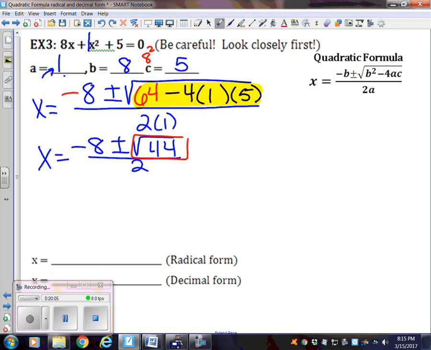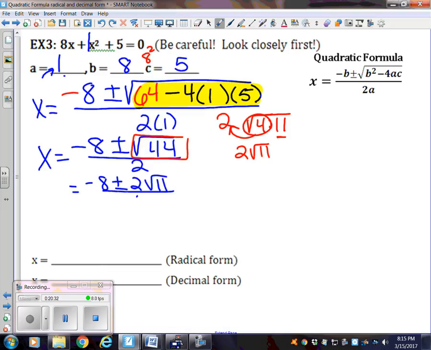That will reduce. All right, so square root of 44, I think, is 4 times 11. Which one is the perfect square? The 4. 4 comes out as a 2. 11 is left under. So now I can replace square root of 44 with 2 square root 11. So I'm going to do that next. Here we go. Negative 8 plus and minus 2 square root 11 over 2.